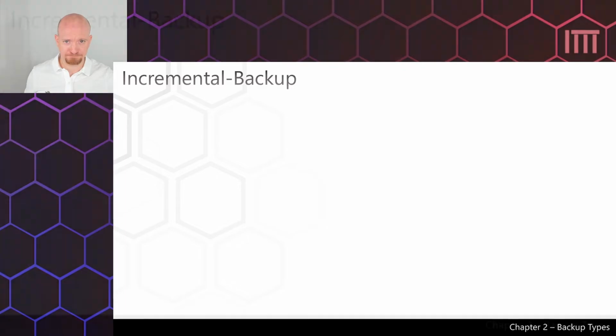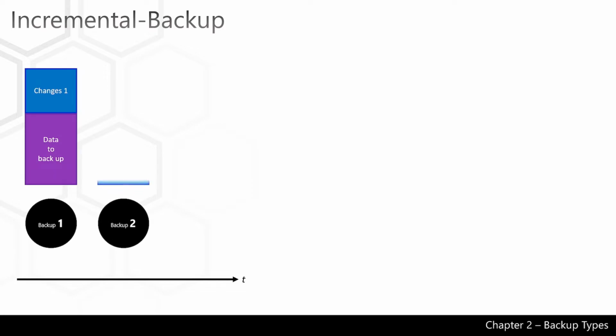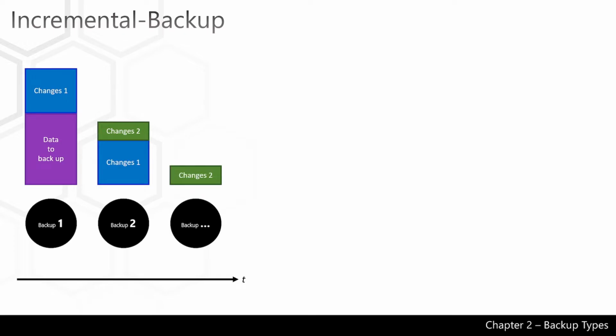Incremental backups. On day 1, we also have our initial data to back up. Then we do have some changes, as with the other backup types, and on day 2 we will only back up changes 1, the changes from the last day. Then we have some changes in this time period, and on the third backup we will only back up the changes between this backup and the last backup, and so on. So the fourth backup would contain only changes 3.